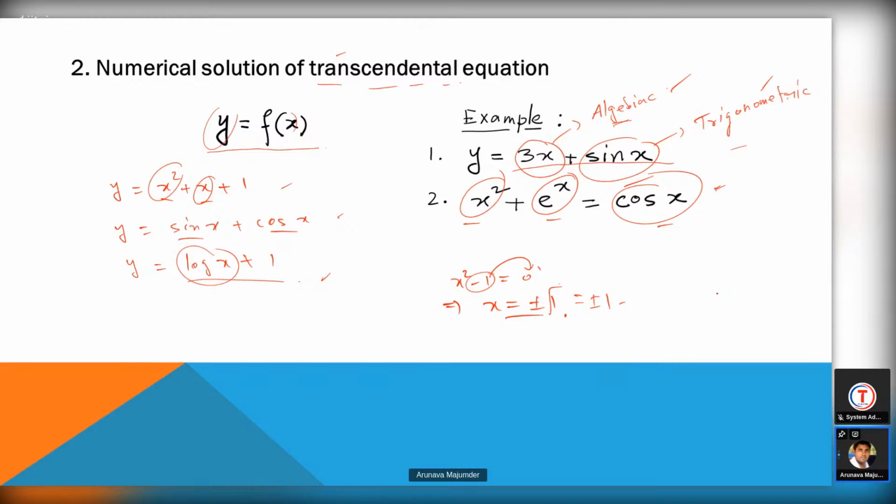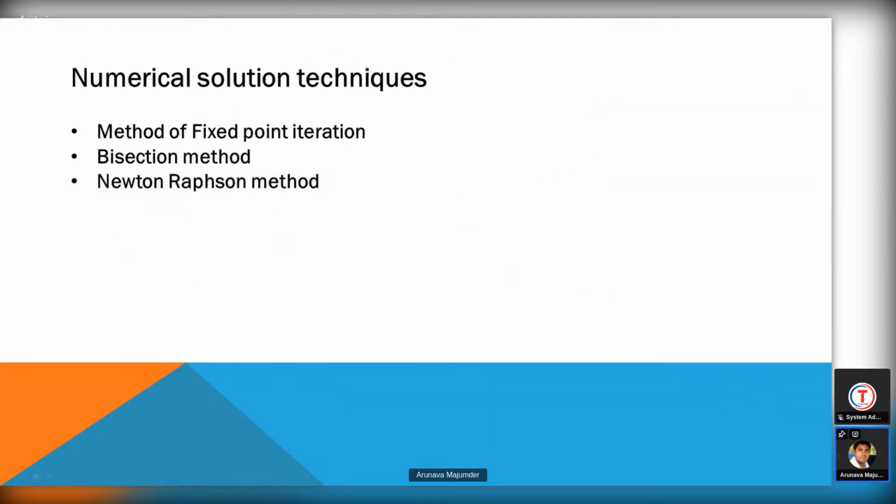So here numerical methods have a very important role. First of all, a numerical solution cannot give you the exact solution. It will give you an approximate solution. There are three techniques: method of fixed point iteration, bisection method, and Newton-Raphson method. There are other techniques also, but I am only talking about these three methods. Here I will talk about the most important ones, the method of fixed point iteration and the Newton-Raphson method.